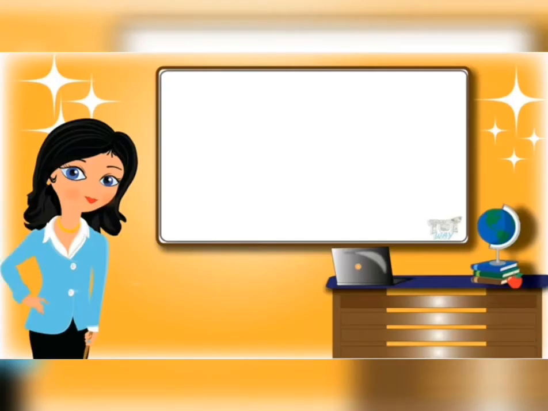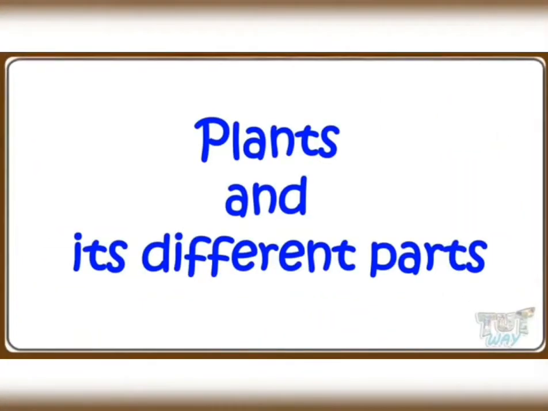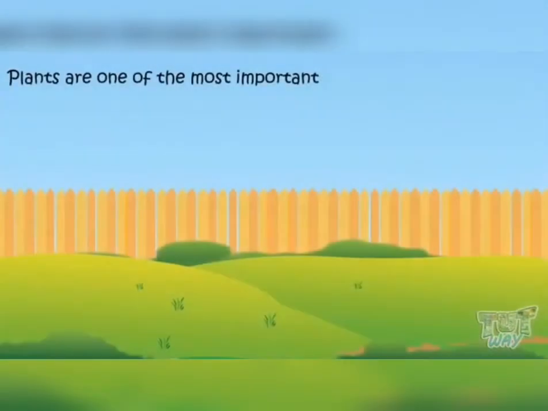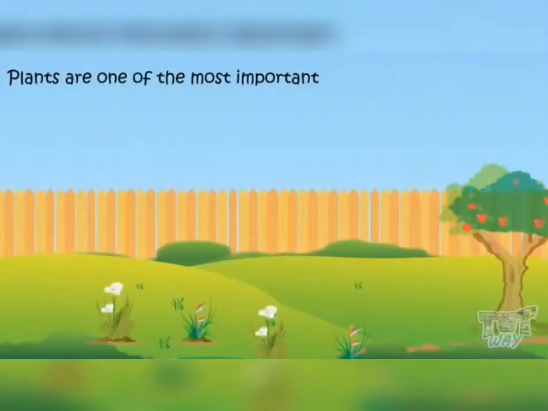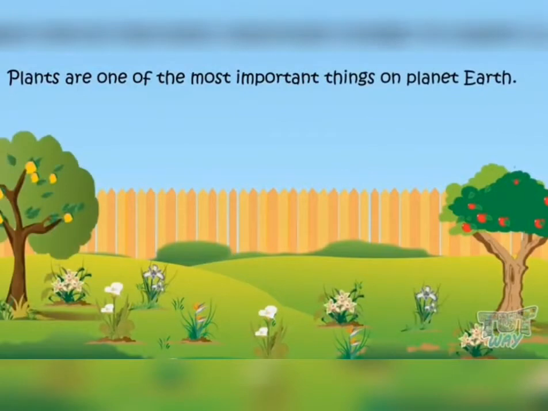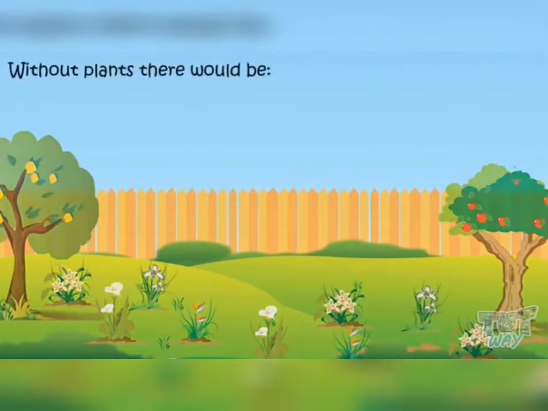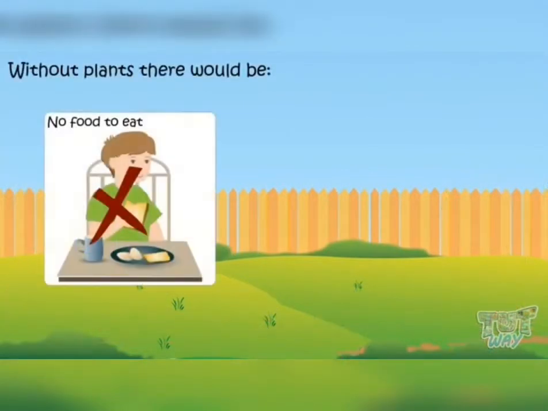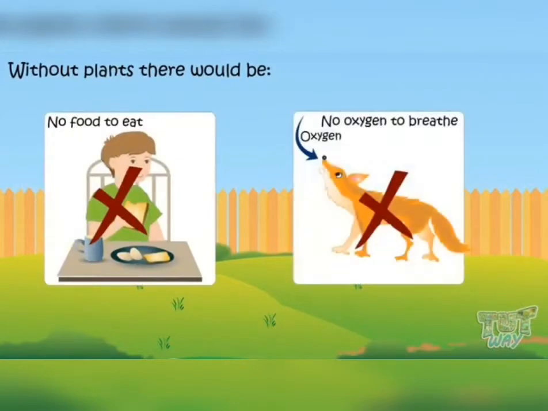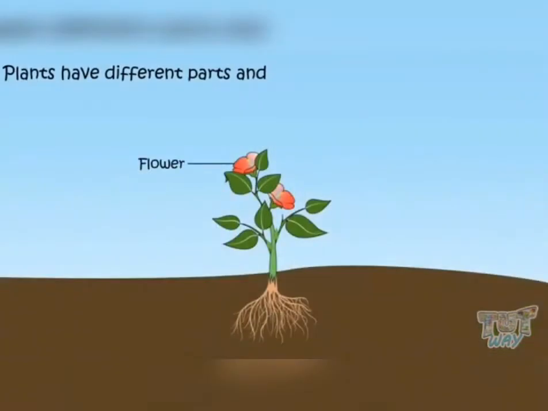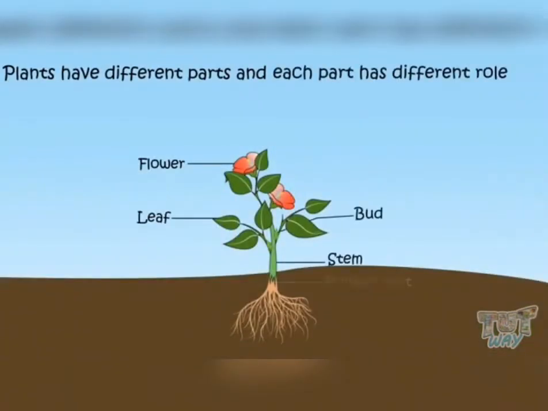Hi, kids! Today we will learn more about plants and their different parts. So let's start. Plants are one of the most important things on planet Earth. Without plants, there would be no food to eat and no oxygen for animals to breathe. Plants have different parts where each part has a different role to play.